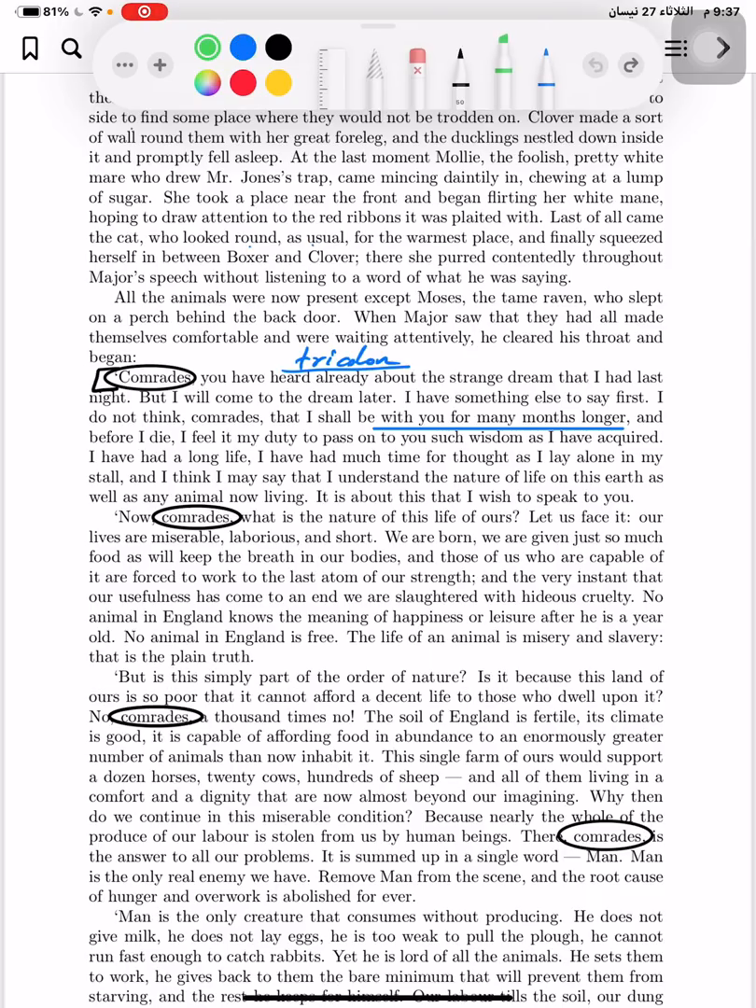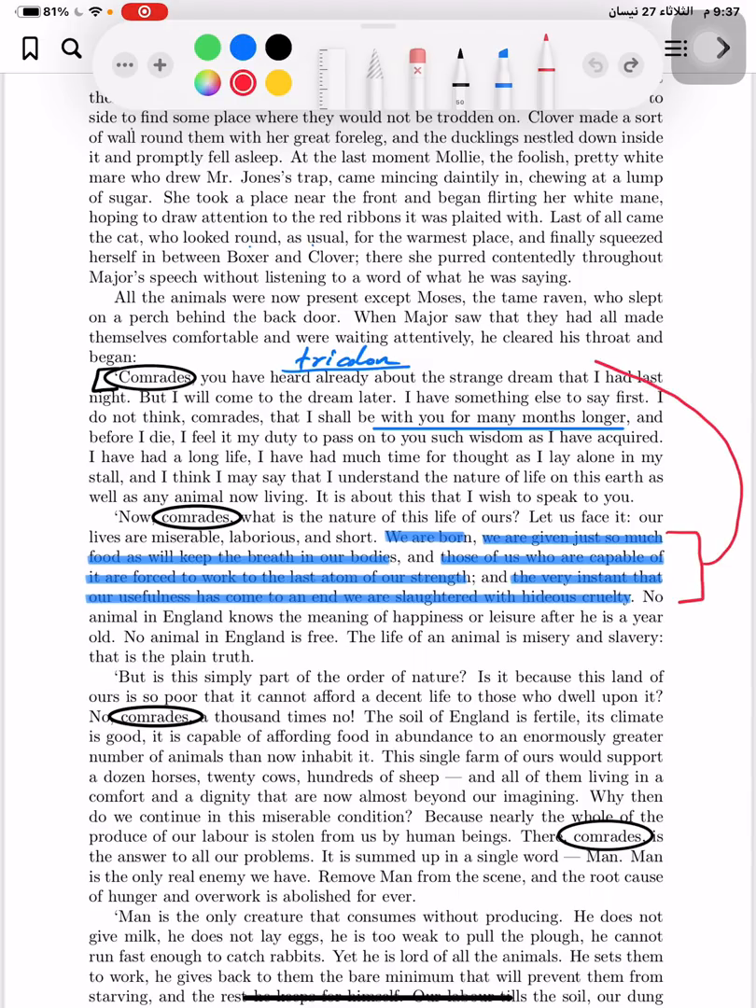When he said, we are born, we are given just so much food as will keep the breath in our bodies, and those of us who are capable of it are forced to work to the last atom of our strength. So we find here we have what? We have three structures within one major structure. And the very instant that our usefulness has come to an end, we are slaughtered with hideous cruelty. So that is the idea of the concluding notion at the end of the long sentence at the beginning of paragraph 2.